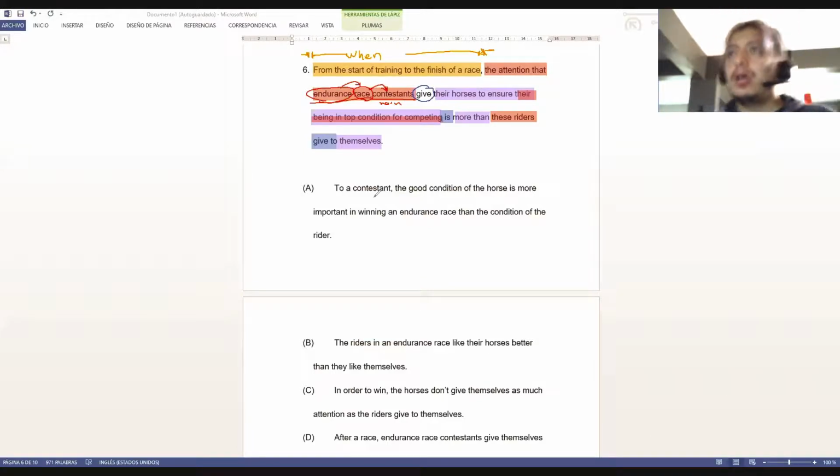Let's check. To a contestant, the good condition of the horse is more important in winning an endurance race than the condition of the rider. I think yes. The contestants give more attention to the horses than they give to themselves. Why? Because they think, maybe they know, that the horse being in top condition for competing is more important, or they need more attention. They need to make sure that the horse is better than they need to make sure that they are well. So the good condition of the horse is more important than the condition of the rider, okay?